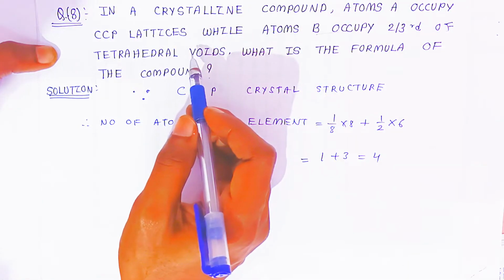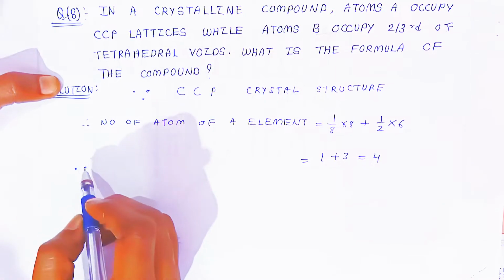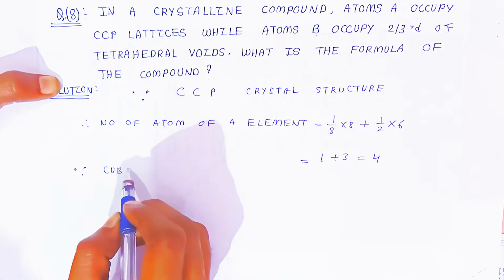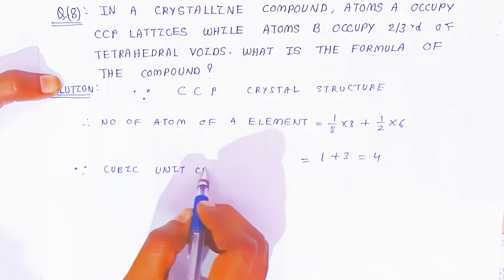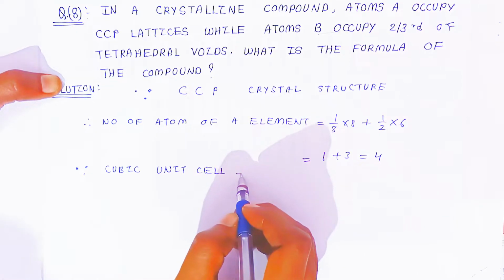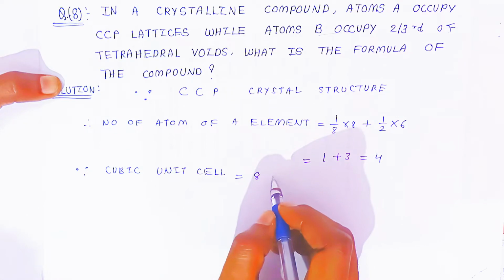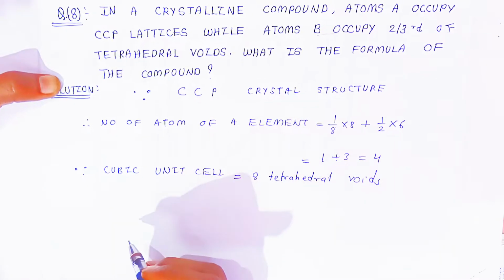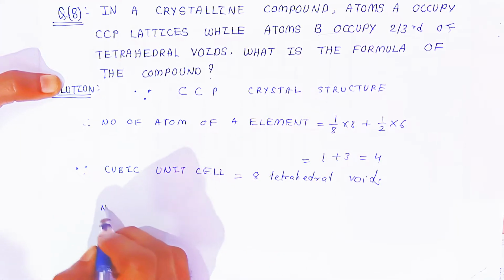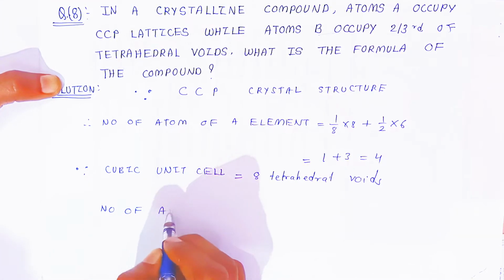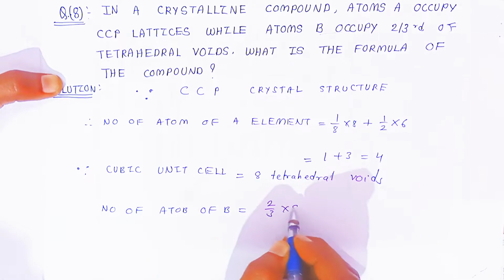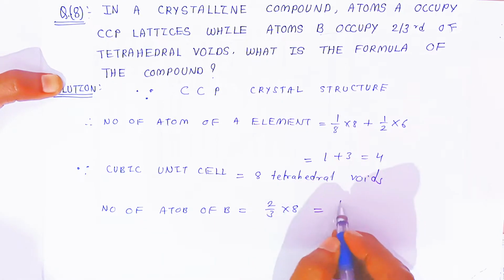Since you know that in a cubic unit cell there are 8 tetrahedral voids, the number of atoms of B element is nothing but 1/3 of 8, that is 8 upon 3.